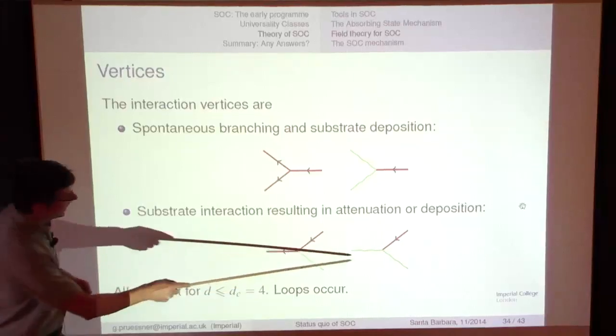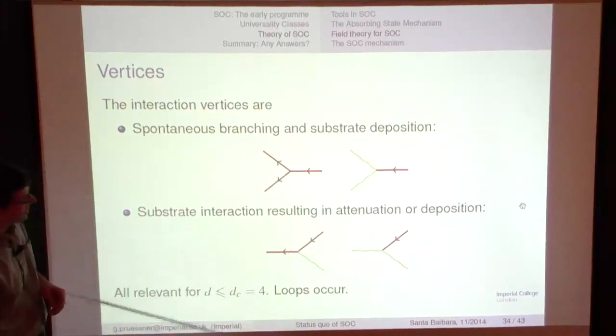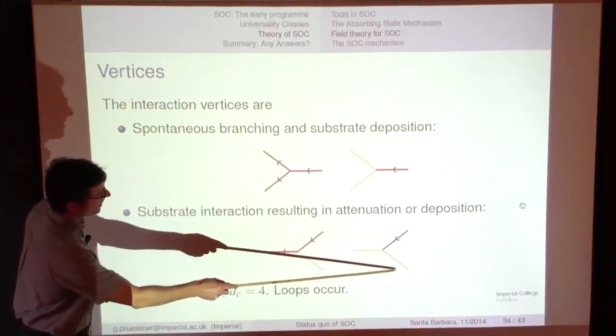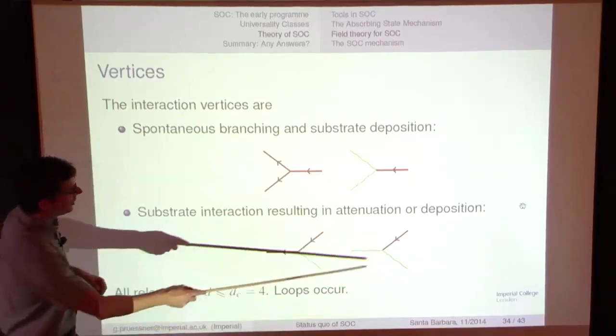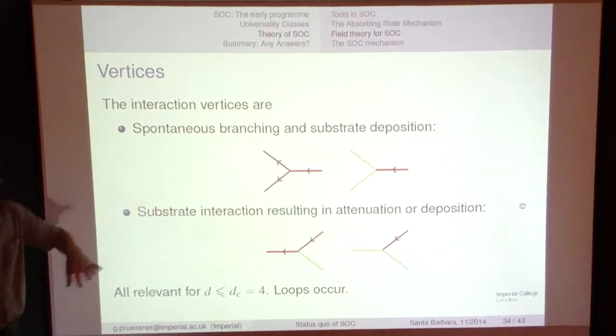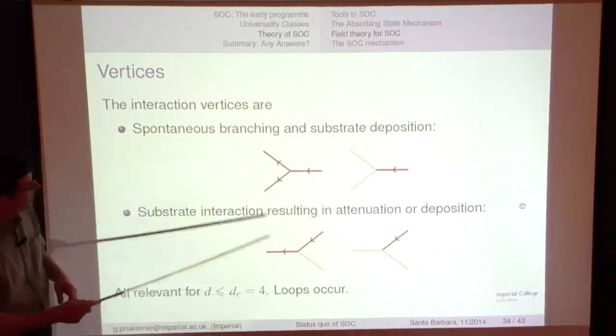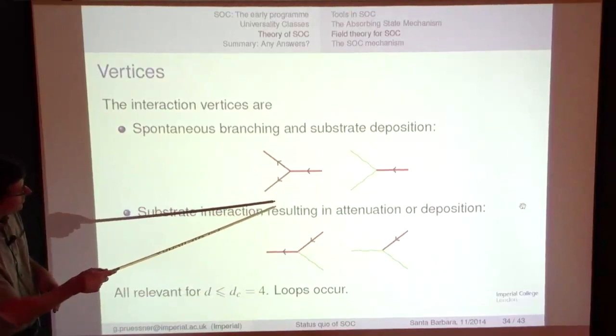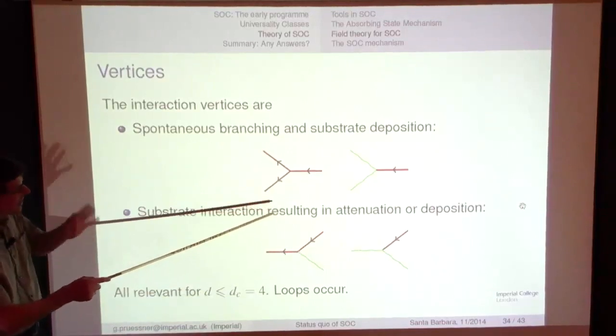And there's an equivalent vertex where a particle comes in, finds that there's nothing sitting there, and generates a particle on the substrate. So the green wriggly lines are substrate particles that are immobile, and the red lines are active particles. And you've got the symmetry between the vertices. And I have to say, there's a slightly bigger story to it.